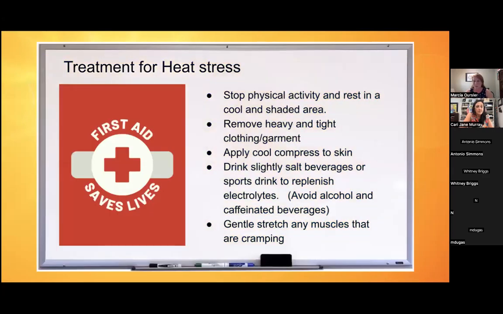So reiterating a little bit, general treatment for heat stress. If we see any of these heat stress illness signs, heat rash is not as dire as heat cramps, heat exhaustion, or heat stroke, but just stop the physical activity. Or if we see these signs in someone else, help move them to a shaded area, help them remove any extra heavy or tight clothing, make sure that we're taking as many precautions as we can to cool the individual, and provide beverages to help replenish those electrolytes. And if an individual is experiencing cramping, help that person stretch those muscles.